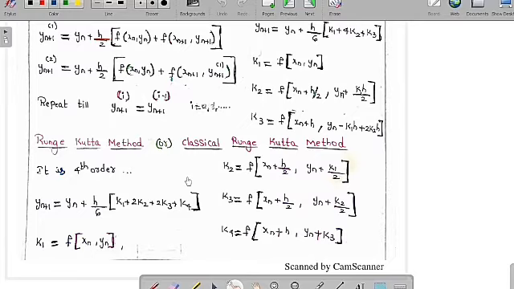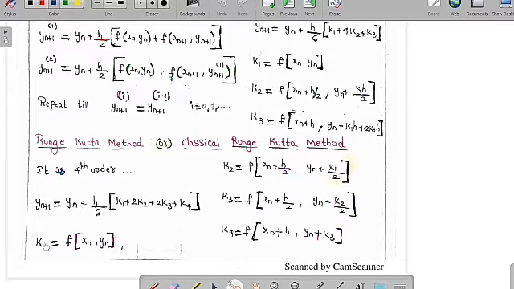Suppose the formula for this one is y of n plus 1 is equal to yn plus h by 6 into k1 plus 2k2 plus 2k3 plus k4. For the previous third order, there are only 3 constant values k1, k2, k3, but for fourth order we are going to get 4 constant values k1, k2, k3 and k4. So now if you know the value of k1, k2, k3, k4, you can easily substitute these values and figure out the value of y of n plus 1.